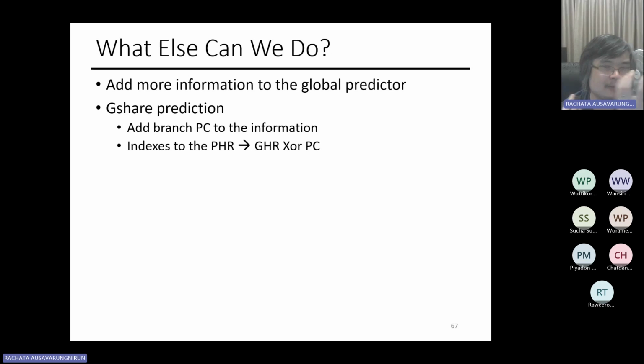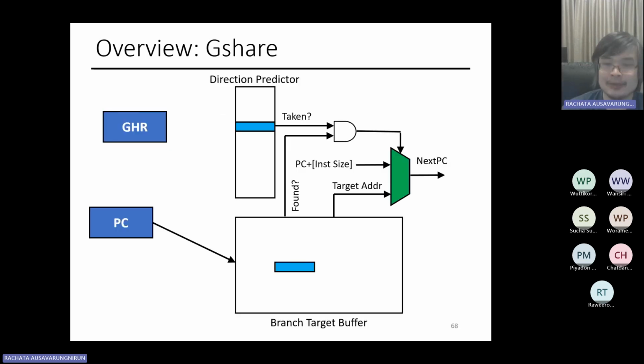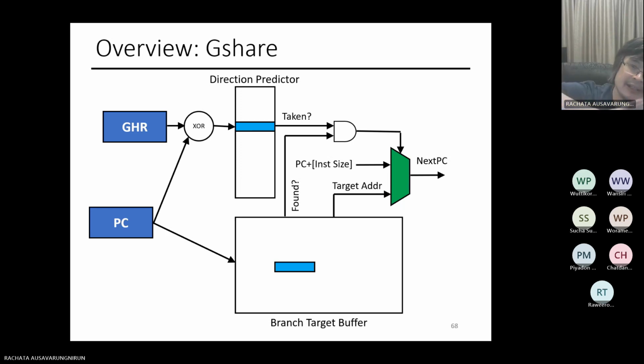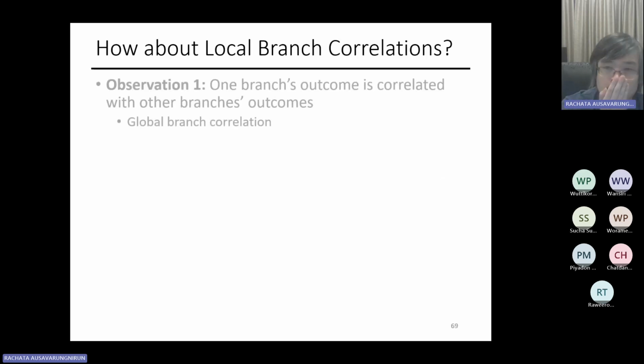You can also try to use the branch program counter as another piece of information. The idea of another predictor called G-share prediction is to XOR the GHR with the program counter to try to get even better, and to put in the local information, like where is the loop that you're trying to understand right now. So in G-share, instead of the GHR going directly to the direction predictor, you XOR it with the PC, and otherwise the rest is the same. So that's the global branch correlation.